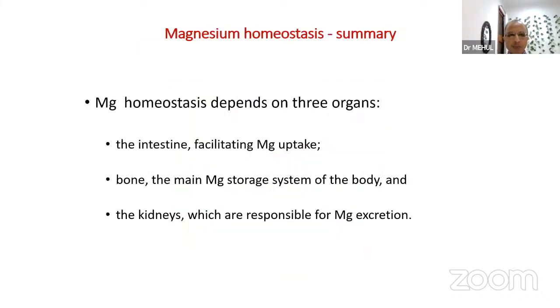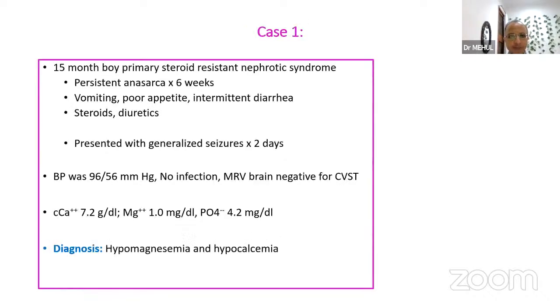So in summary, magnesium homeostasis depends on 3 organs: the intestine, which facilitates magnesium uptake. In health, about 30% of magnesium is absorbed across the luminal membrane of the gastrointestinal tract, mainly in the distal jejunum, ileum, and the colon. In cases of magnesium deficiency or decreased intake, intestinal uptake can increase to 70 to 80%. The bone, which is the main magnesium storage system of the body, contributing 60% of the magnesium stores, and the kidneys, which are responsible for magnesium excretion.